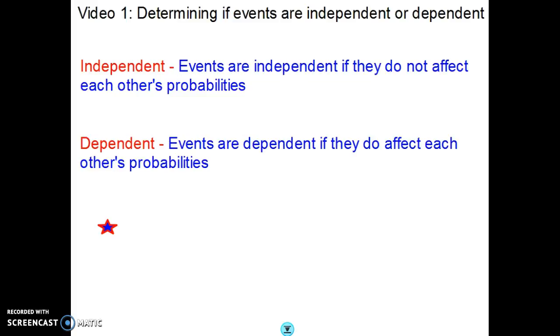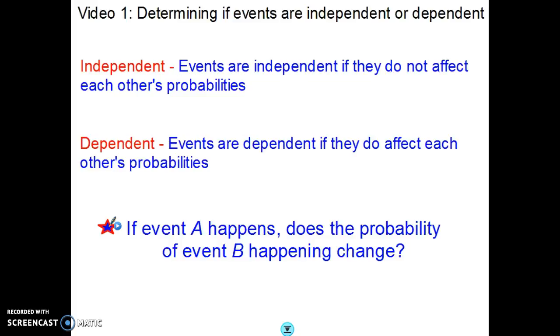This first video will be just determining whether events are independent or dependent. So we'll need some definitions for what those words mean. Events are independent if they do not affect each other's probabilities, and they are dependent if just the opposite is true. They do affect each other's probabilities.